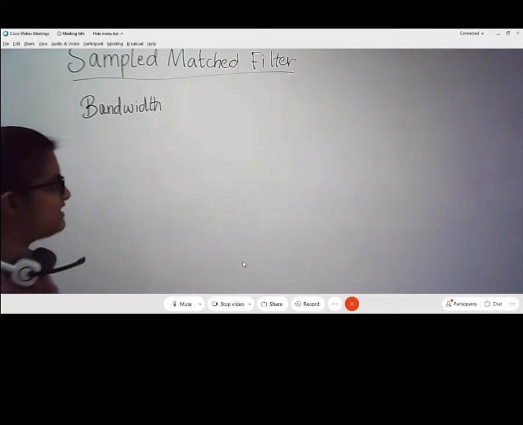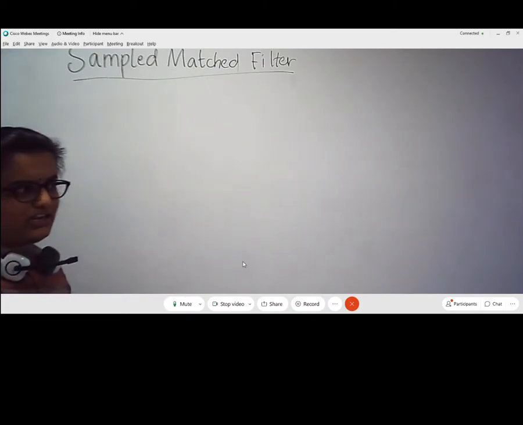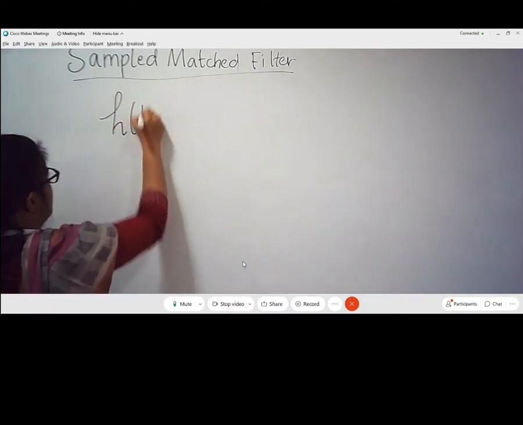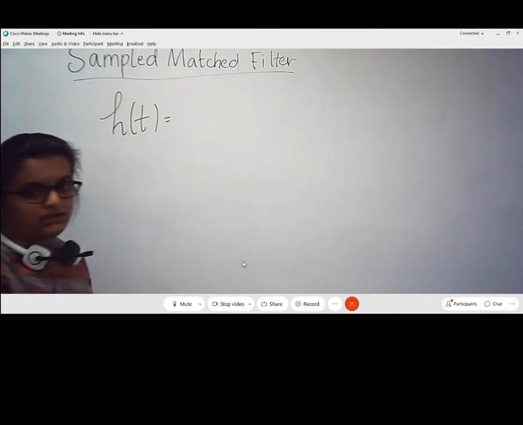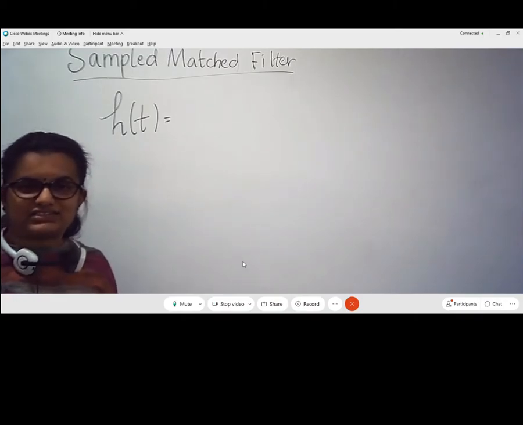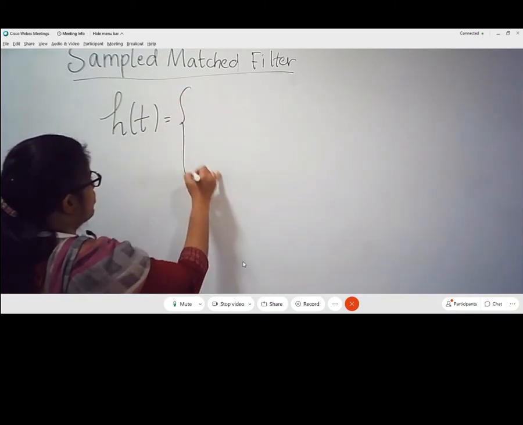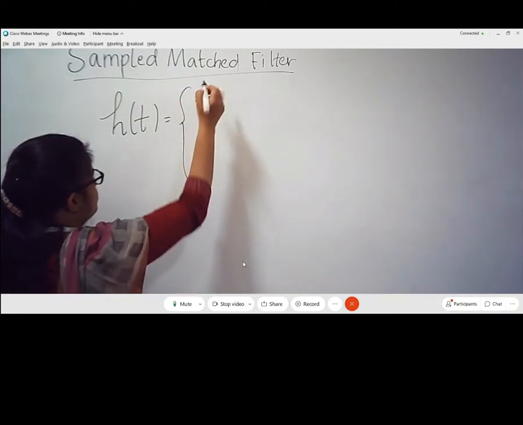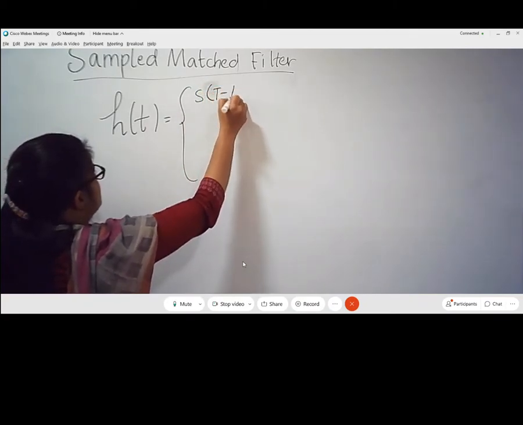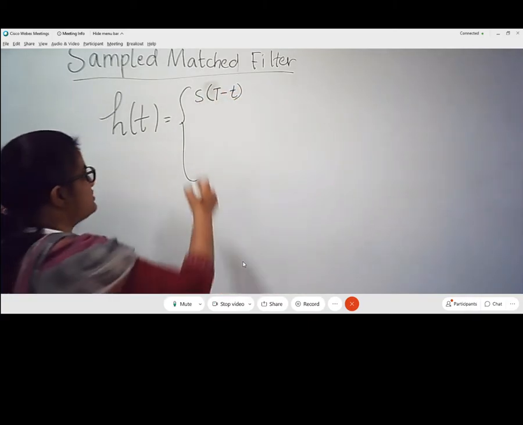So first and foremost, we know that a correlator receiver is basically a matched filter, or we can talk about the matched filter first. The special form of matched filter is a correlator, where we are comparing the received signal with the symbol itself, with the reference signal itself. So the matched filter goes something like this. It is the complex conjugate, or I can also write this as the mirrored and time delayed version of the signal waveform that is transmitted.